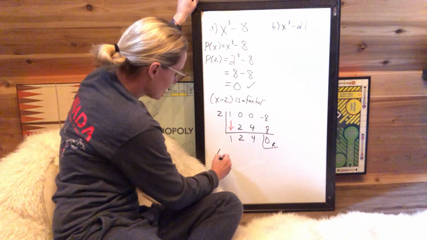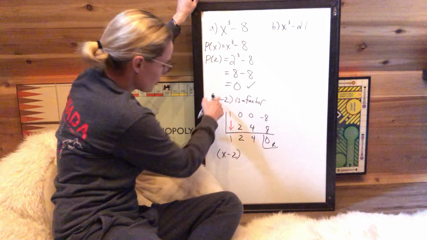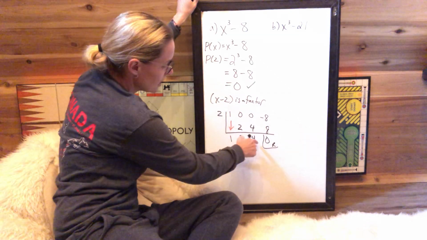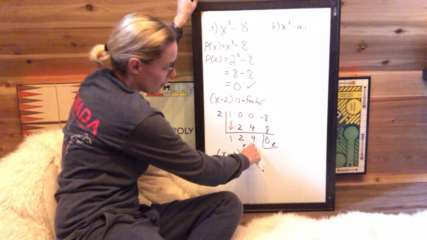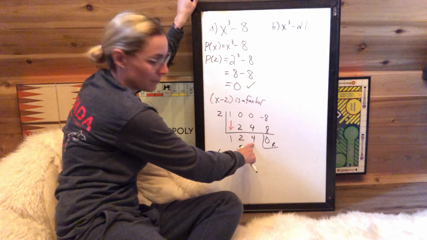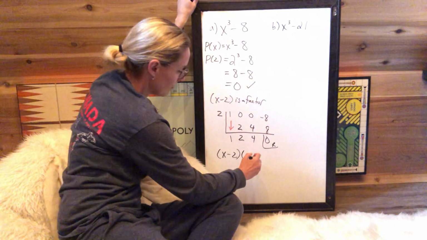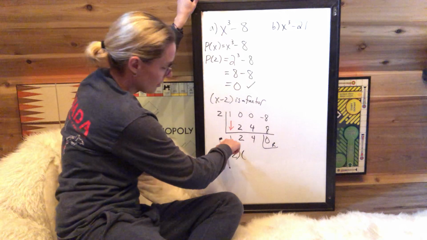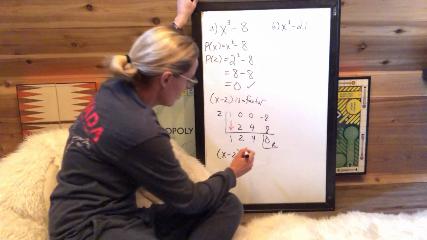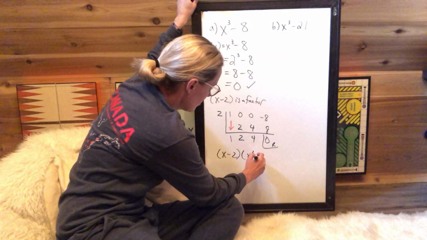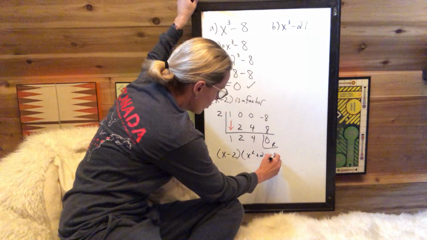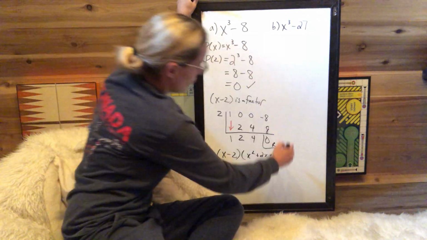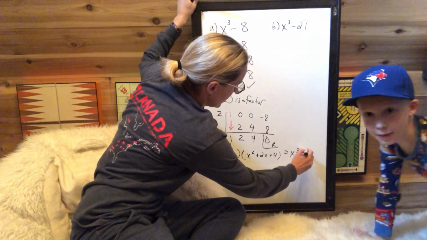So we now know that these are factors. X minus 2 is the first one. And then what does this correspond to? Remember, this first term is a constant. The second term has an x value, and the third term is of degree 2. So we have x squared plus 2x plus 4. Okay, and that is going to equal x cubed minus 8.